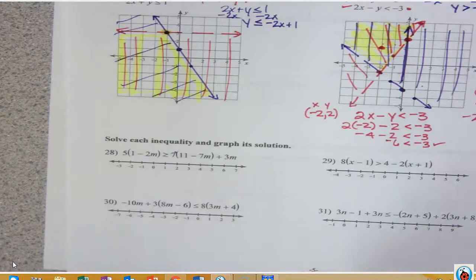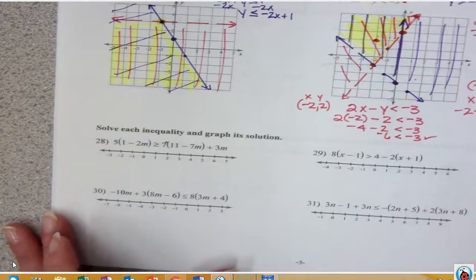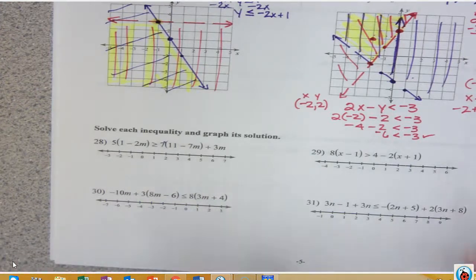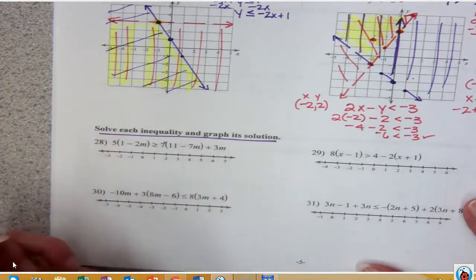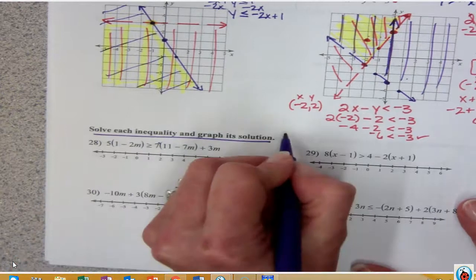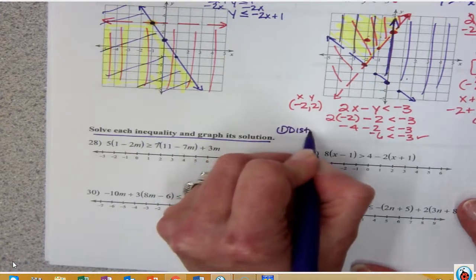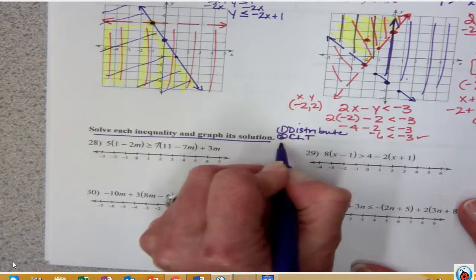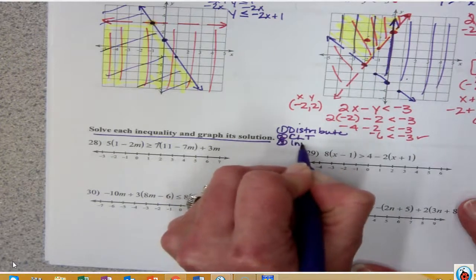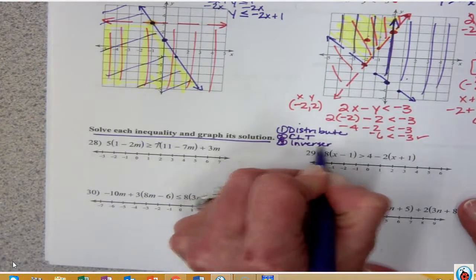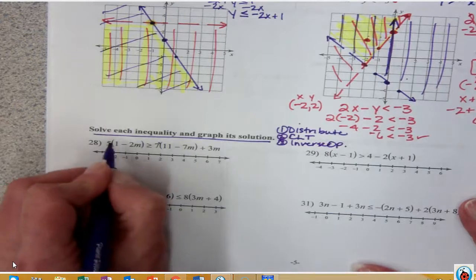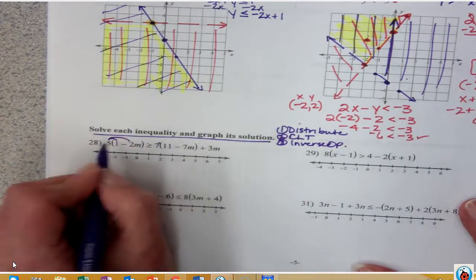Okay, moving on. Now we're going to be solving inequalities with the graphing on a number line like this. So we actually have to work the problem, solve for m, and then shade in the number line. So again, the way we start these is we go back as if this were an equal sign, and we're going to use our distribute, combine like terms, and then inverse operations.